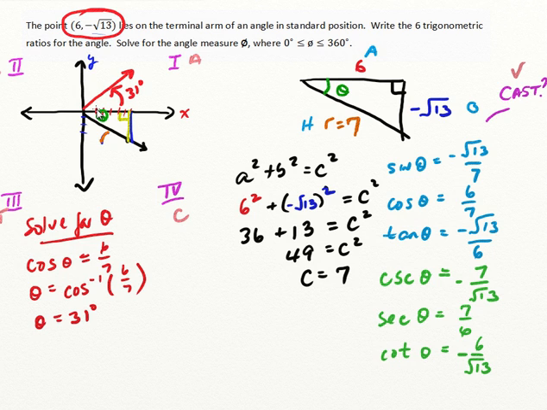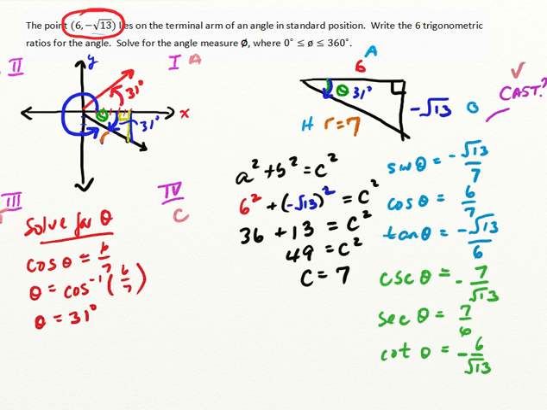That is, this measure here, starting there, going all the way around to the terminal arm. Because these related acute angles have the same ratios, this 31 in this direction would match 31 in this direction here. So this angle here is 31 degrees, and it is in this direction, negative.